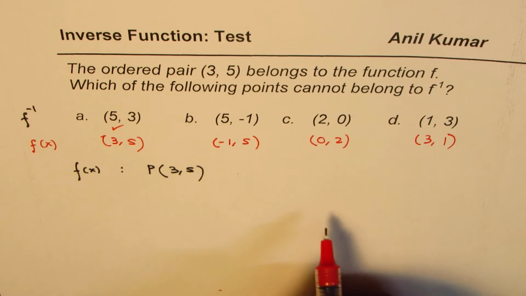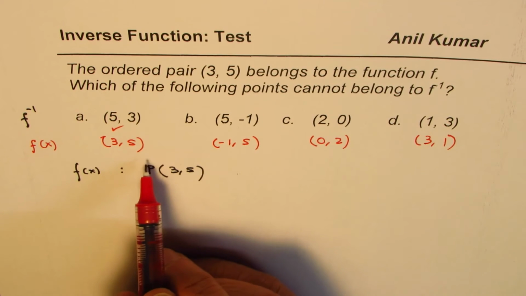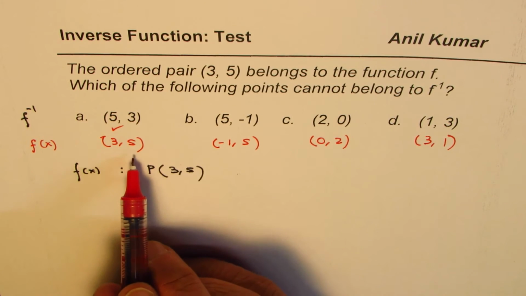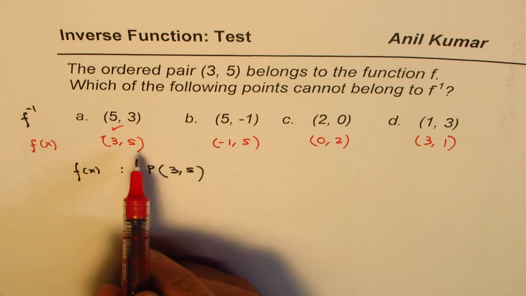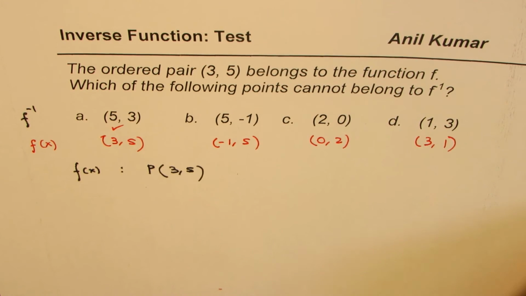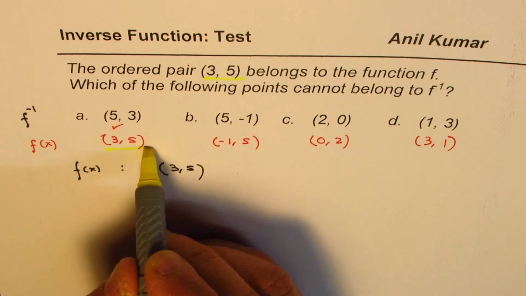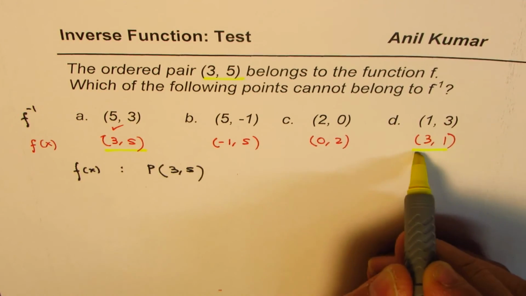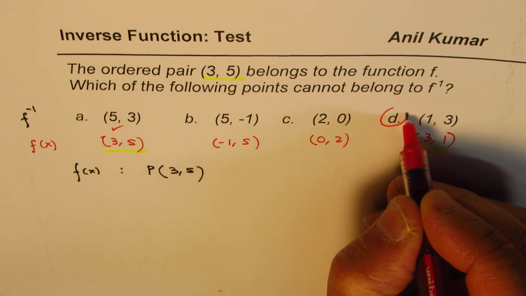Now you have to take a decision that out of these points, which one for sure cannot be on the function f of x. As you can see, (3, 5) we know is already there on the function, so we cannot have (3, 1) because that will give us 3 associated with two output points, 5 and 1. So the option for us is D.